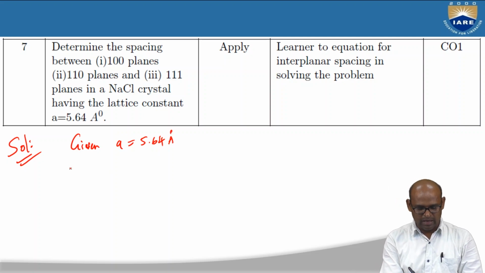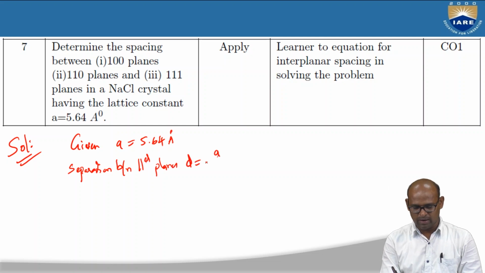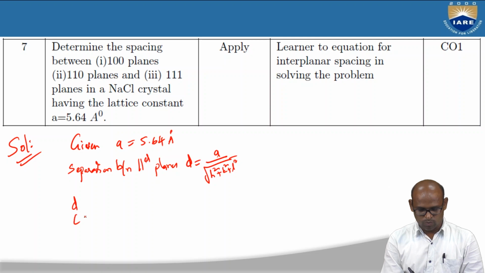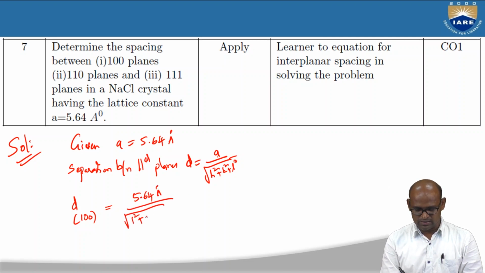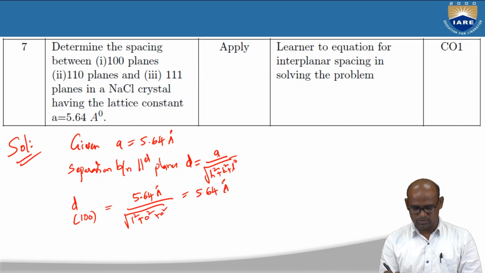Okay, first we need to calculate the lattice spacing, that is, the separation between the parallel planes. D is equal to A by square root of H square plus K square plus L square. First, the plane D for 100: A is given as 5.64 angstroms, divided by the square root of H square, which is 1 square, plus K square, which is 0 square, plus L, which is also 0 square. So that means 5.64 angstroms.